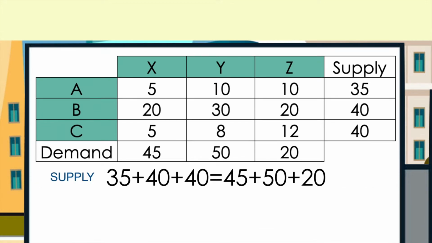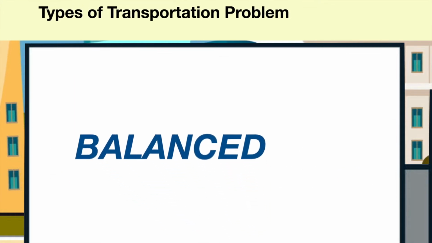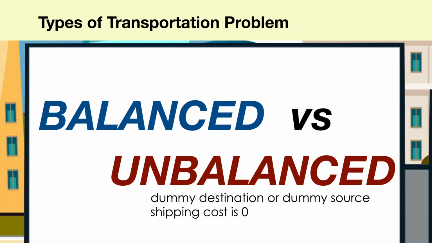Our supply and demand have the same sum, which is 115, making the transportation problem balanced. In balanced transportation problem, all units that can be supplied are used to meet the demand. Unbalanced transportation problem occurs when the supply is not equal with the demand. If total supply exceeds total demand, a dummy destination whose demand is equal to the difference between total supply and demand is created. Similarly, if total supply is less than total demand, a dummy source of supply equals to the excess of demand over supply is used. All units shipping costs into a dummy destination or out of a dummy source is 0.